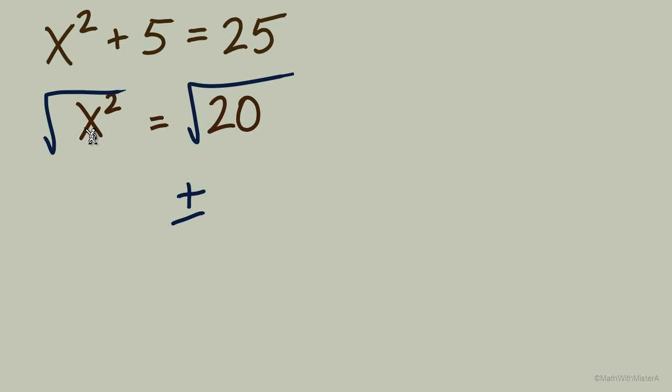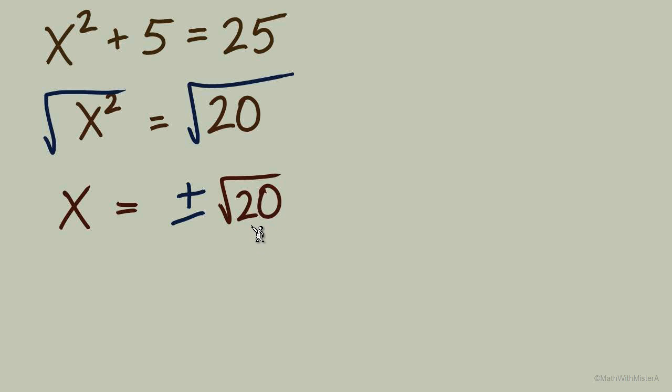So what do we have on the left side and the right side? We said the square root of x squared equals x. And on the right side, a square root of 20. It's not rational. The 20 is not a perfect square, so we won't be able to take this radical down completely, but the 20 does have some factors that are perfect squares, so we should simplify a bit.